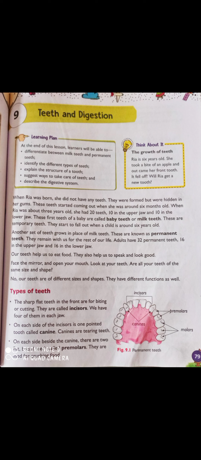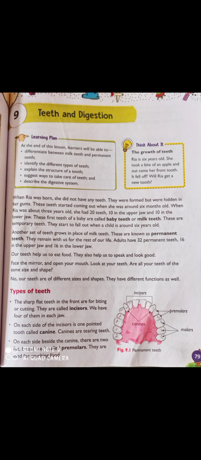So first of all, what are baby teeth? First teeth of a baby are called baby teeth or milk teeth. These are temporary teeth and they start to fall out when a child is around 6 years old. But in place of milk teeth, another set of teeth grows. That is known as permanent teeth.